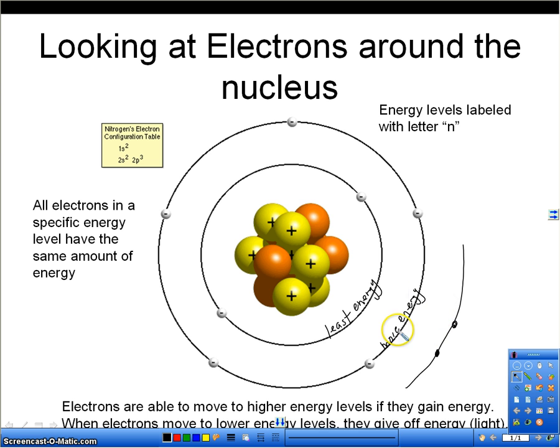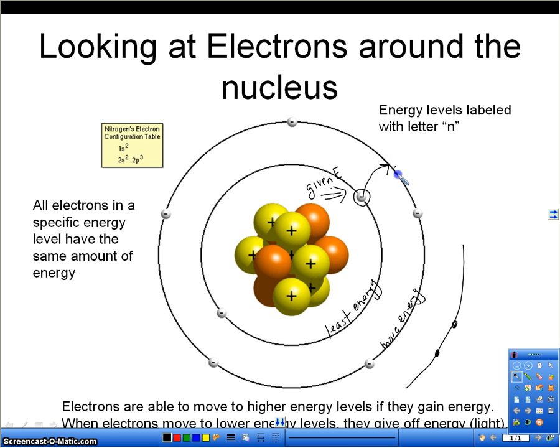Now the electrons are able to move around between these energy levels. So if this electron, for example, wanted to jump up to a higher energy level, he doesn't have enough energy right now to get there. But if somehow he was given some energy, there's different ways you can do this, but if he was somehow given some extra energy, just the right amount that he needed, he could actually jump up to this energy level.